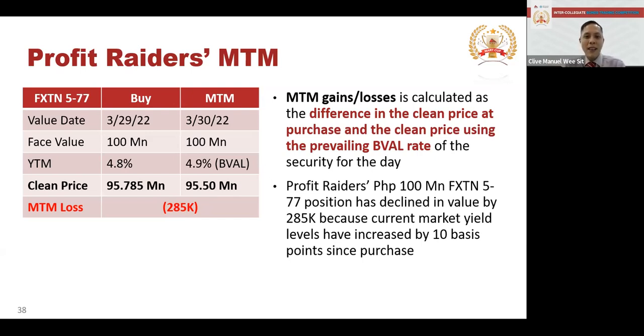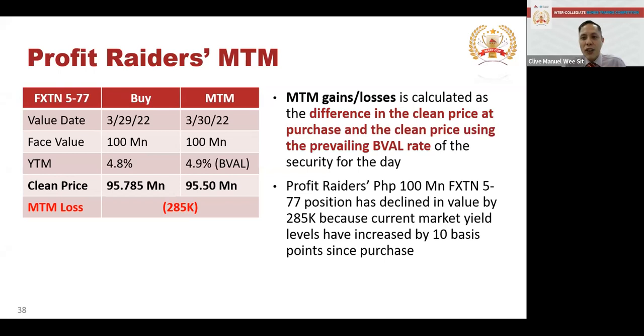So the BVAL rate that day was 4.9%. You bought it previously from Hydra at 4.8%, but the BVAL for the next day was at 4.9%. So given that the yield increased by 10 basis points, that is a paper loss, or a hypothetical or unrealized loss to you. So in fact, the losses are actually 285,000 pesos. Okay, so that's the concept of mark to market.